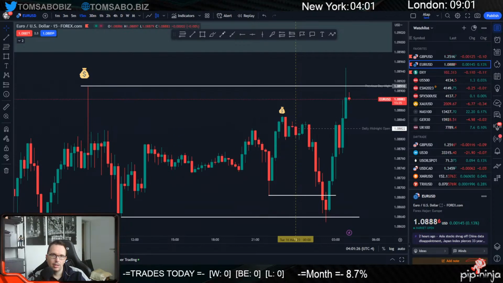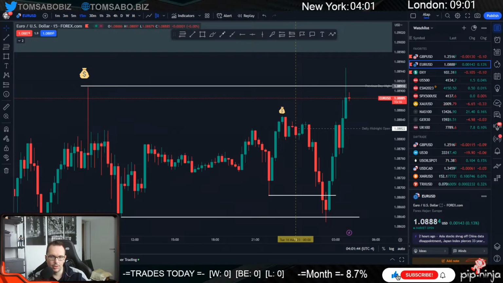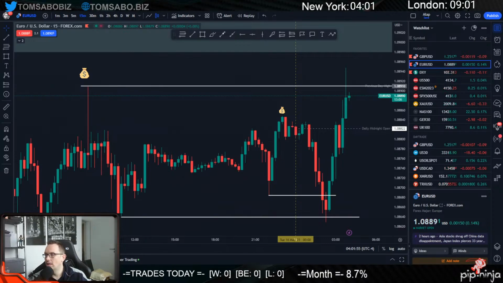FTMO still has the 10%. They're very strict with their rules. I think that at least they should go down to 8%, because it's starting to get to be an industry standard. The 8%. So yeah, they should at least bring it down to 8%. But again, as I said, if you have good risk management, you can do it easily.